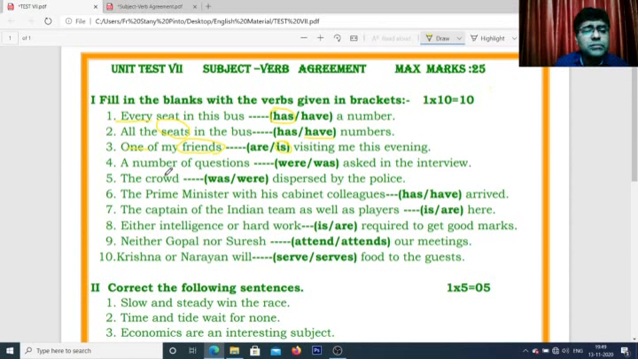A number of questions dash asked in the interview. A number of questions were asked or a number of questions was asked. A number, though it is singular, but the subject is questions. A number of questions, hence the answer is were asked. A number of questions. What is that? Many questions. So many refers to plural. Hence a number of questions were asked in the interview.